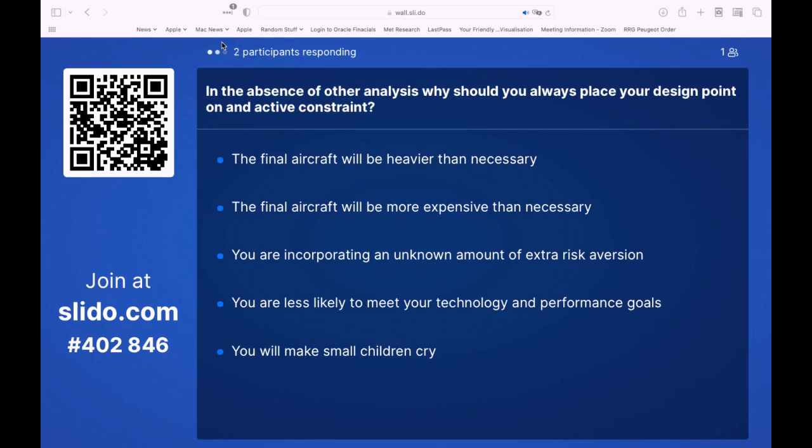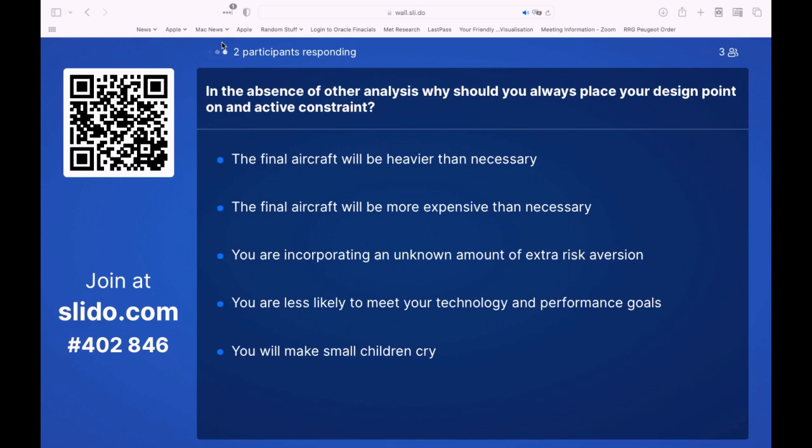Okay, so that's why this is really important. You choose this point wrong, your aircraft is going to be crap. Nothing you will do after the fact will fix it. Okay? A bad concept cannot be made good. A good concept can be destroyed by bad management. So that's why this is important.